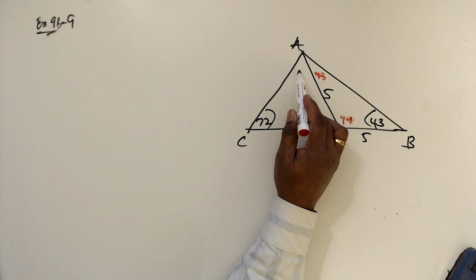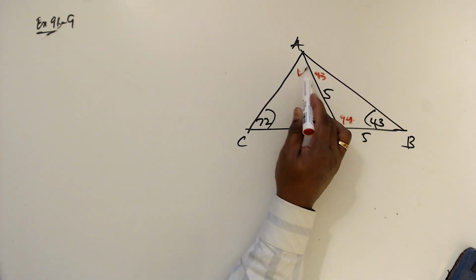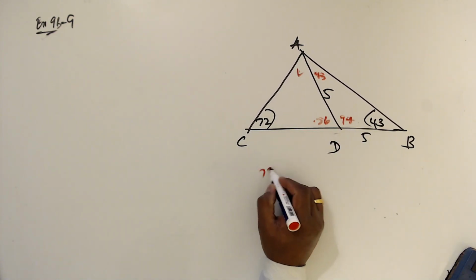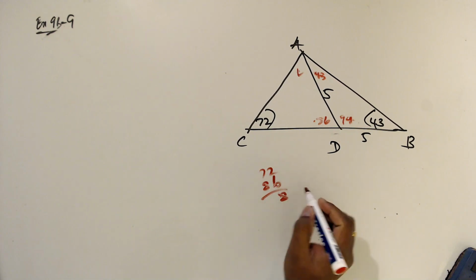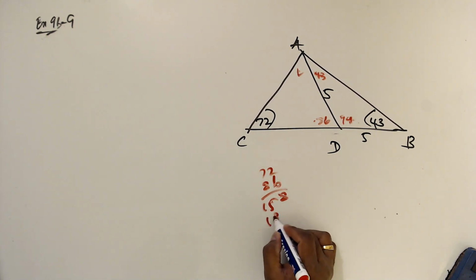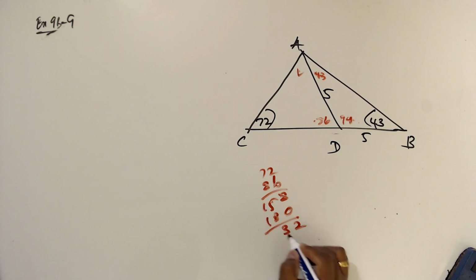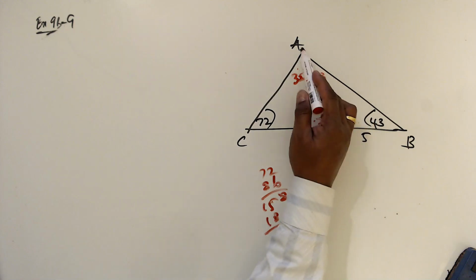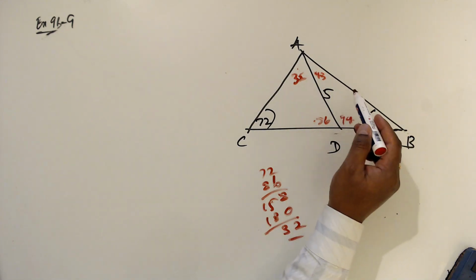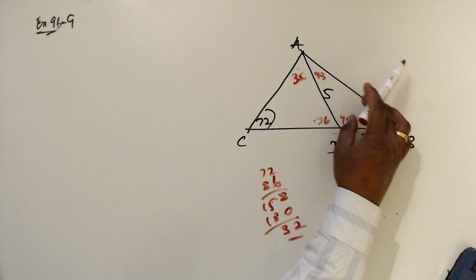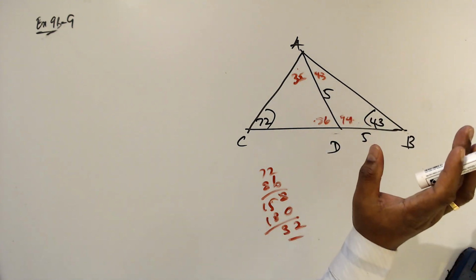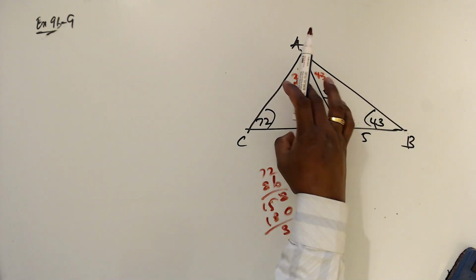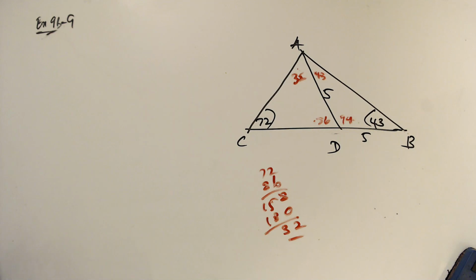Then I can find this one. So 72 plus 86, 158 minus, so this is 32. Now I can easily find this length. I know this pair and this pair, that's enough. And now for finding CD, I know this pair and this pair, that's enough. Yeah, so this is the line.